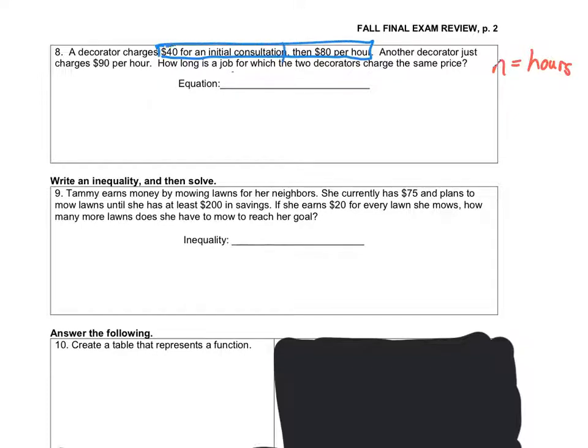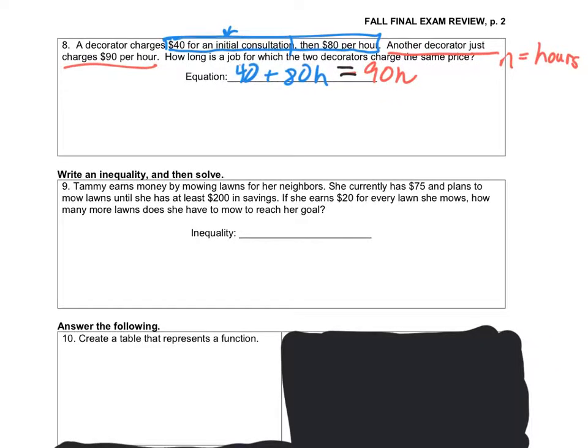It has an initial fee of $40 and then charges $80 per hour. The second one just charges $90 per hour. And I've tried to color code those so you can see where those numbers are coming from. It says, how long is a job for which the two decorators charge the same price?